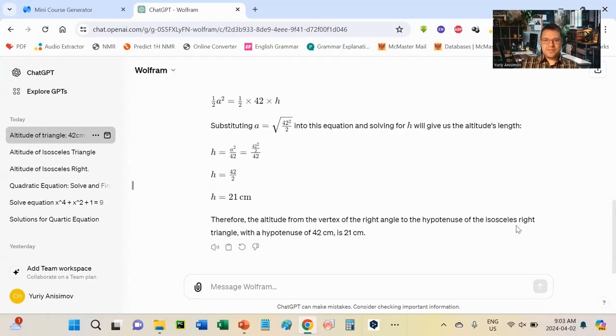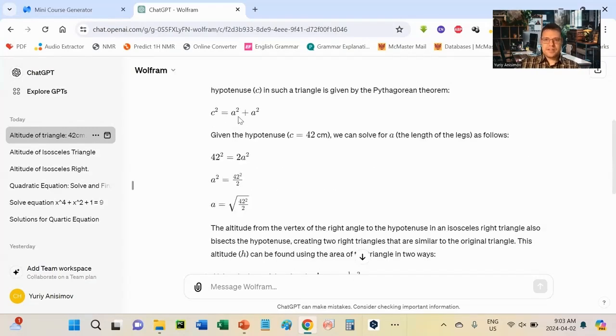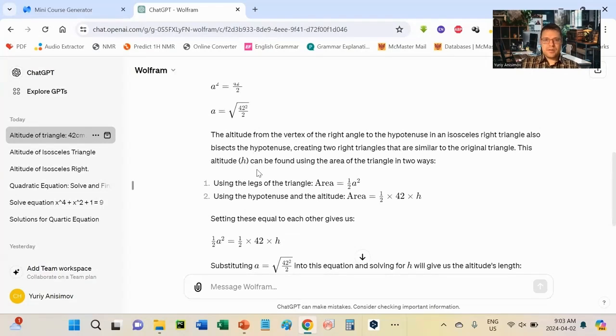Therefore the altitude with a hypotenuse of 42 centimeters is 21. And that's actually the correct answer, yes. But I'm curious about its solution. So A is the leg and C is the hypotenuse, right? The altitude can be found using the area, that's correct? Yes. The area is half of hypotenuse times altitude, that's right.